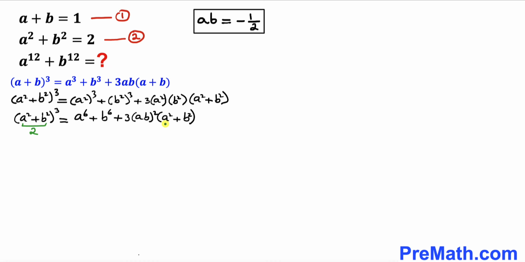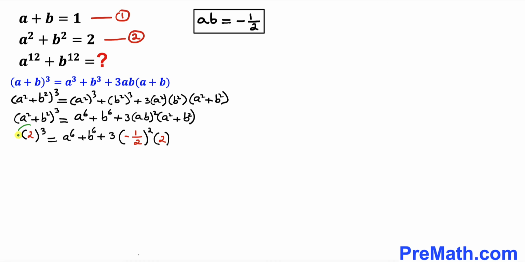Likewise, this a square plus b square, I'm going to replace this one by 2 as well. And we know our a times b value is -1 over 2. So therefore, I'm going to substitute a times b by simply -1 divided by 2 over here. As you can see in this next step, I have substituted all those values over here.